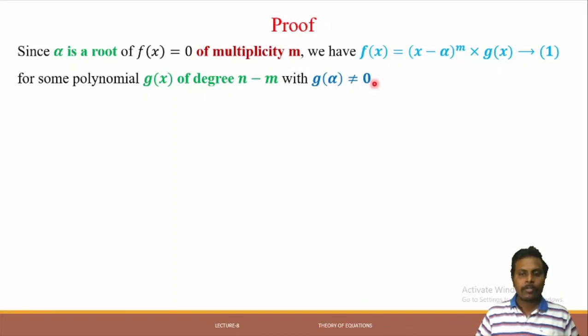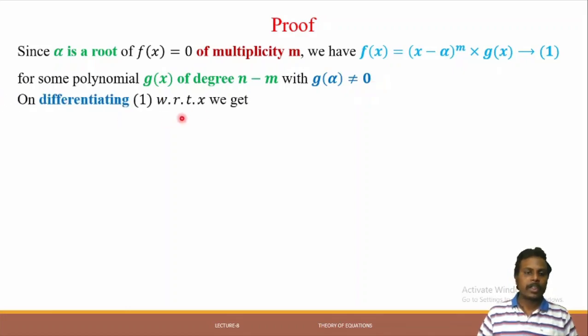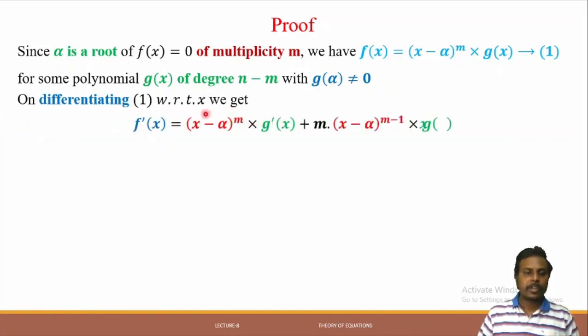Now what we have to do? We have to find out f dash x. So for that what we have to do? We have to differentiate 1 with respect to x. So let us differentiate equation 1 with respect to x. F dash x is equal to, using the product rule, we are differentiating x minus alpha whole power m into g dash x plus m into x minus alpha whole to the power m minus 1 into g of x.